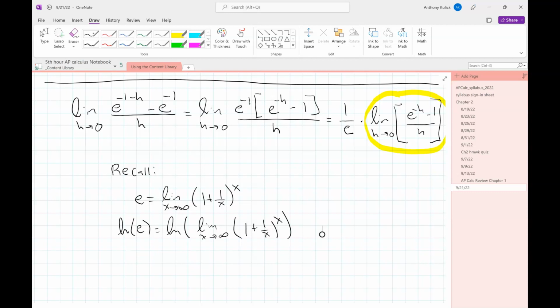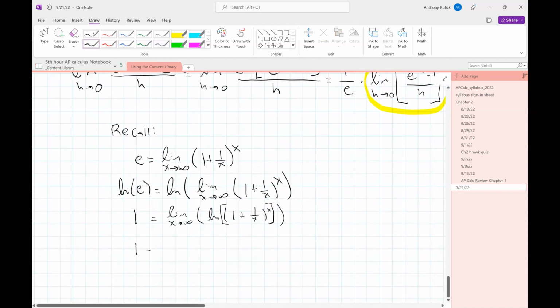And what's the natural log of e? That's 1. And I know that if I have the limit of a composition, that's the same thing as the composition of the limits. So I can push the natural log inside the limit. Everybody's okay with that?